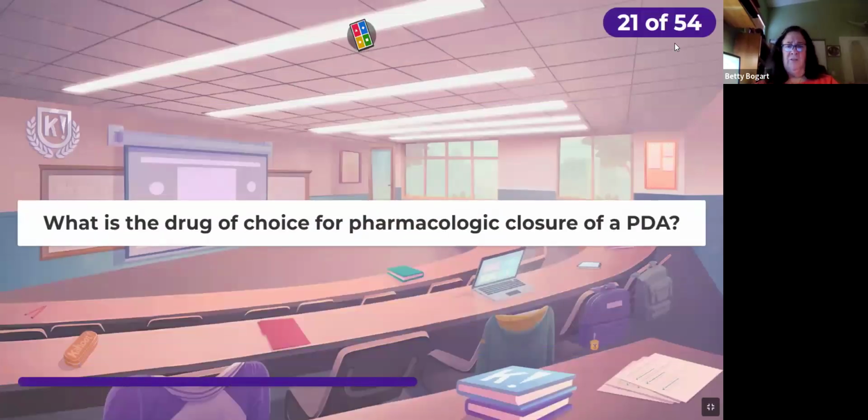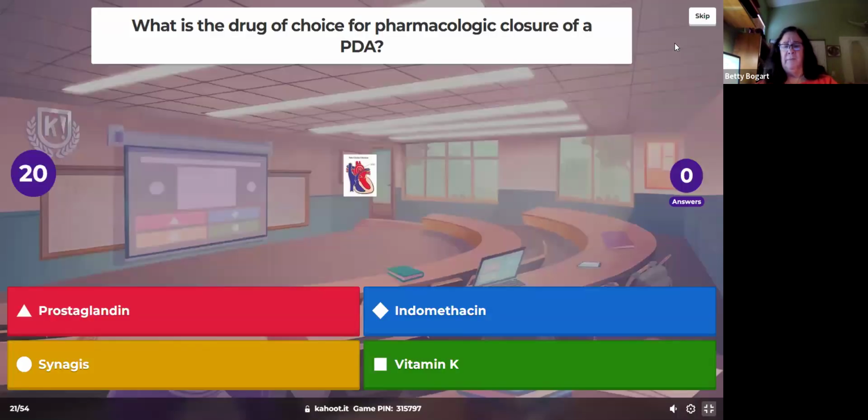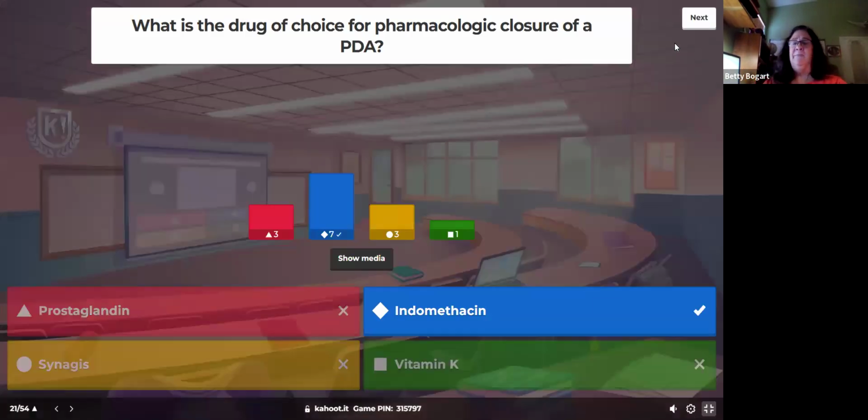What is the drug of choice for pharmacologic closure of a PDA? The patent ductus arteriosus, how do we close it? Remember, I'm listening to that pulse pressure, that murmur is going to start to disappear as I'm administering this in 3 doses. And it's indomethacin. Indomethacin, 3 doses, I'm going to hear decreasing murmur, and I'm going to see that pulse pressure come back to normal.